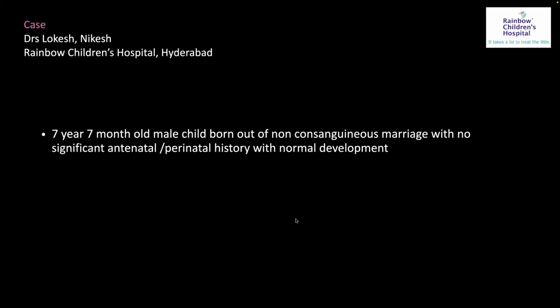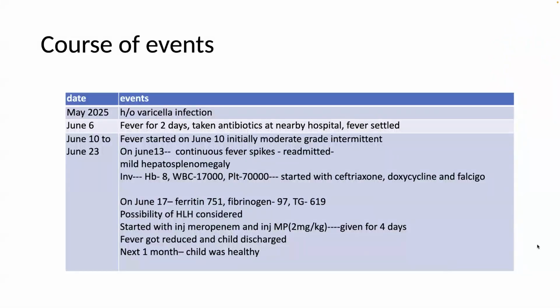So this is a 7-year, 7-month-old male child born out of a non-consanguineous marriage with no significant antenatal or perinatal history and normal development. This is his course of events. In May 25, the child had a history of varicella infection. On June 6, fever for 2 days. He took oral antibiotics at a nearby hospital. The fever got settled.